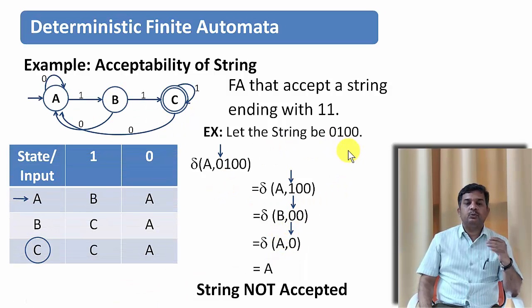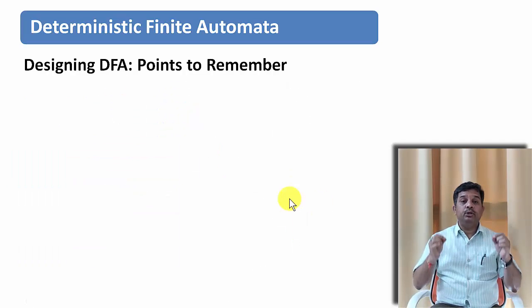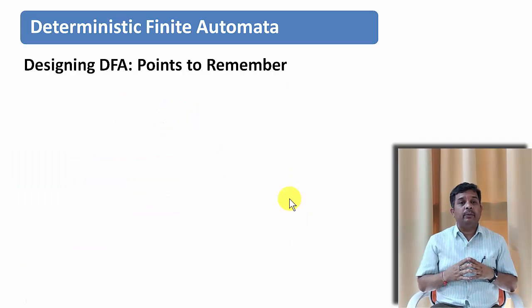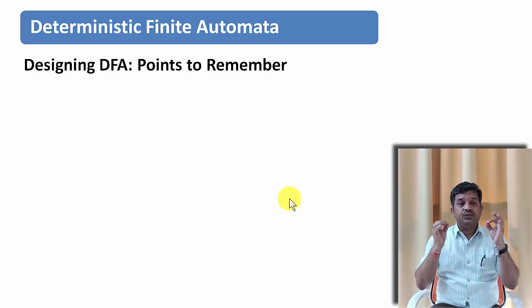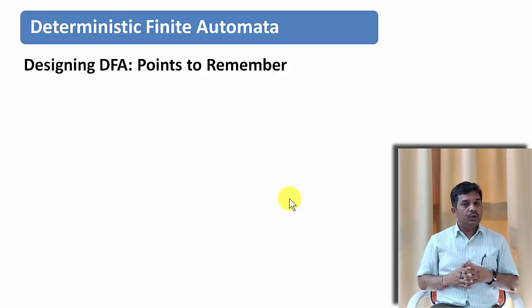You can verify this with one more string, that is 0100. This string also will not be accepted. By now you know what is a deterministic finite automata, how to represent a deterministic finite automata, and how I can say a string is acceptable or not.